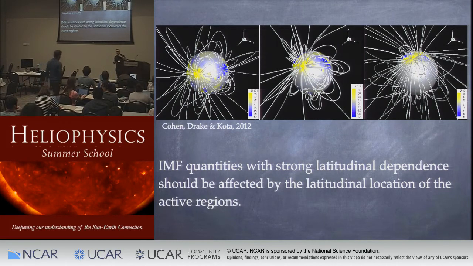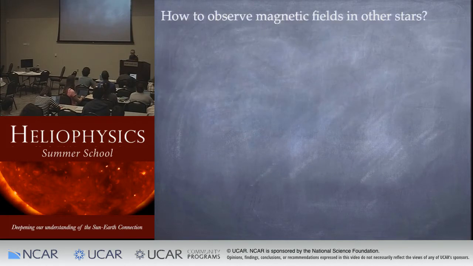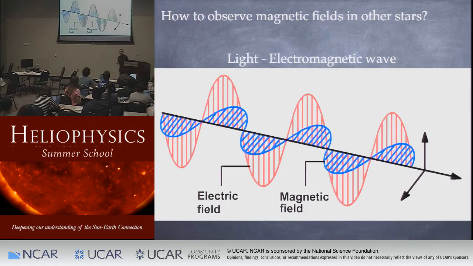Now, you probably want to know how can we observe magnetic fields in stars that are far away, especially when we already discussed that stars are kind of a point source of light, right? So how can you observe magnetic fields in other stars? And by the way, it's the same question, how can we observe magnetic fields on the sun, right? So again, the thing we can observe is the light.